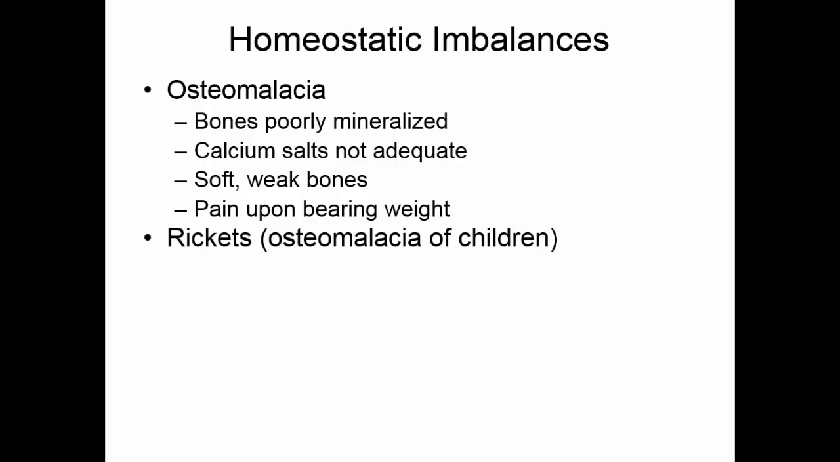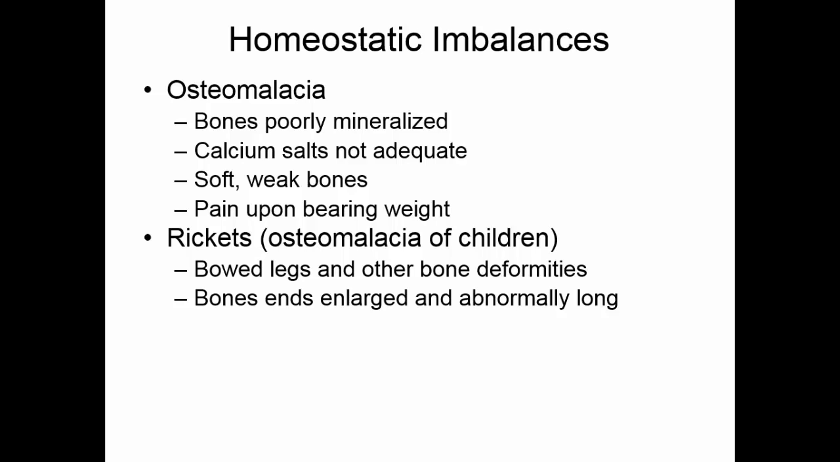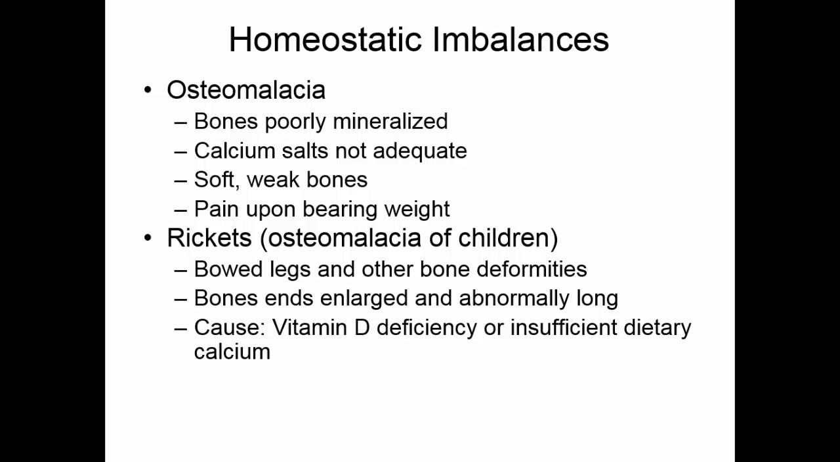Rickets is the osteomalacia of children. These children will have bowed legs and other bone deformities. The bone ends will be enlarged. As you put weight on these bones, the heads of the bones just sort of spread outward. Also, the bones tend to be abnormally long. The primary cause for this is either a vitamin D deficiency or an insufficient supply of dietary calcium. While calcium goes into the bone, vitamin D is necessary for it to be placed in the bone properly.